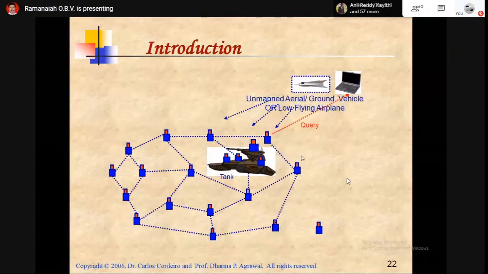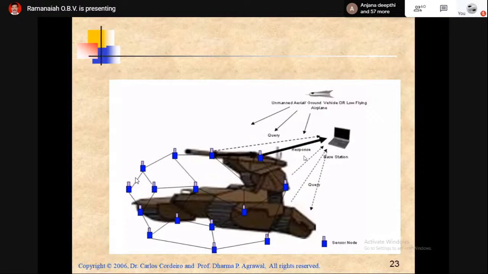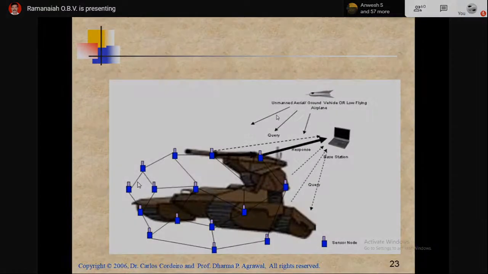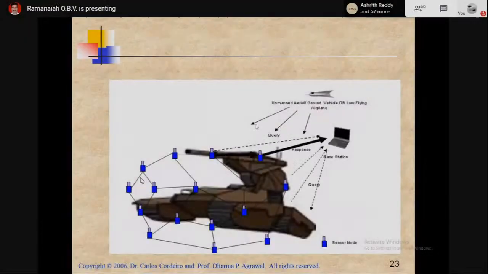So now in this, you should understand one thing: how the network is operated. The first thing is, here in this diagram, the arrow, the base station is in an unmanned air vehicle or low flying flight, right? So that is sending the query. You can see the query. Query is diffused. Query is sent wirelessly, right?